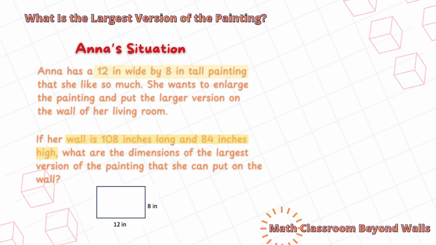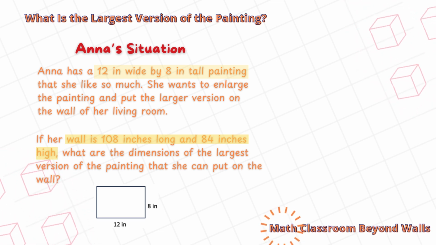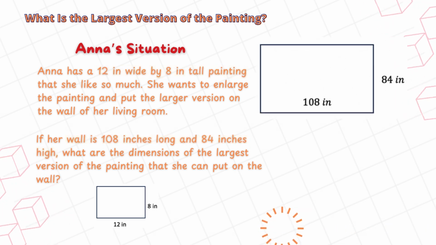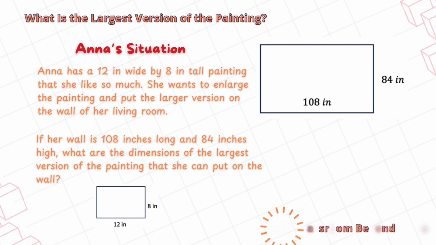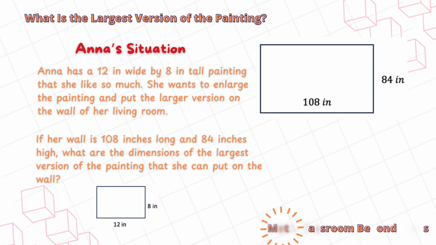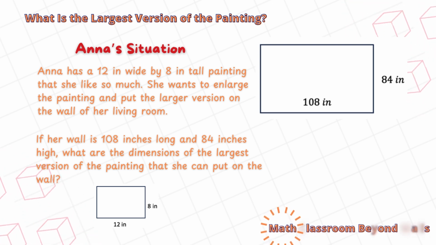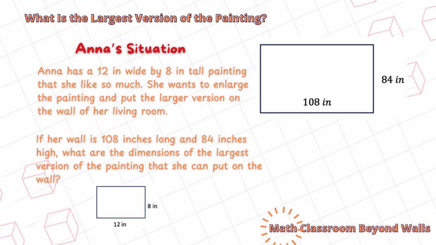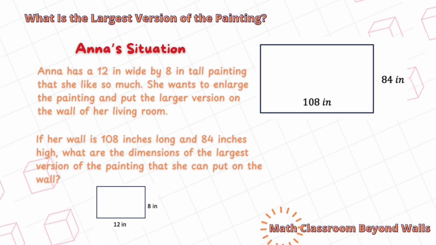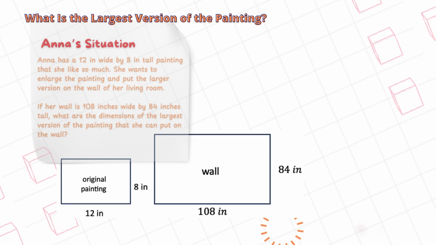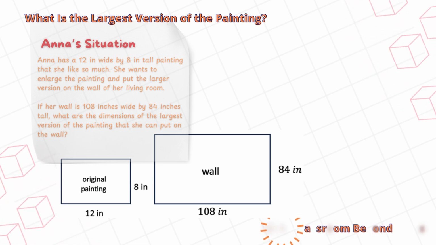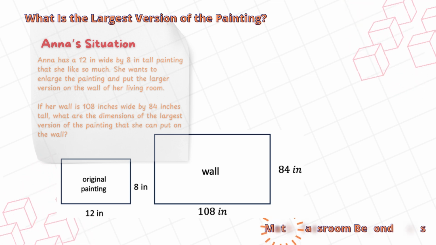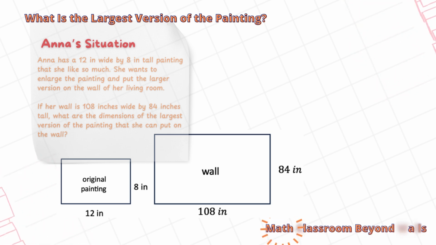Let us first have a representation of the wall. Let's go. Take note that this is not drawn to scale. Now, we will put the two figures side by side like this so we can see their corresponding sides. Again, the figures are not drawn to scale. Remember that she wants a larger version of her small painting.